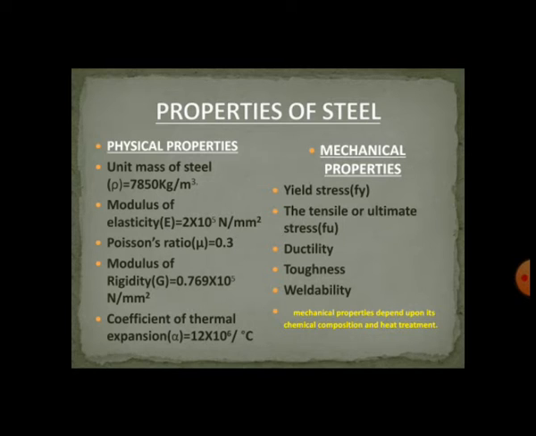Coming to physical properties, we shall see the unit weight of steel, that is the density of steel, which is 7850 kg per cubic meter. Modulus of elasticity or Young's modulus is 2 times 10 power 5 Newton per mm square. Poisson's ratio mu equals 0.3. Modulus of rigidity G equals 0.769 multiplied by 10 power 5 Newton per mm square. Coefficient of thermal expansion alpha equals 12 times 10 power minus 6 per degree centigrade.